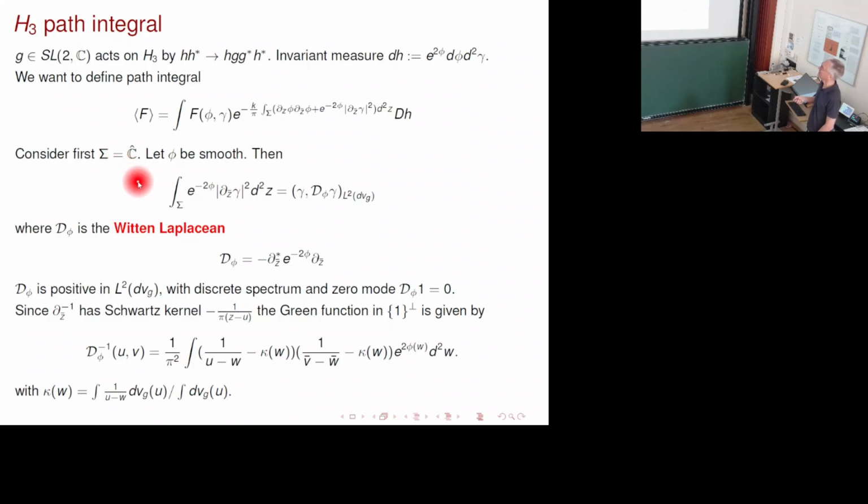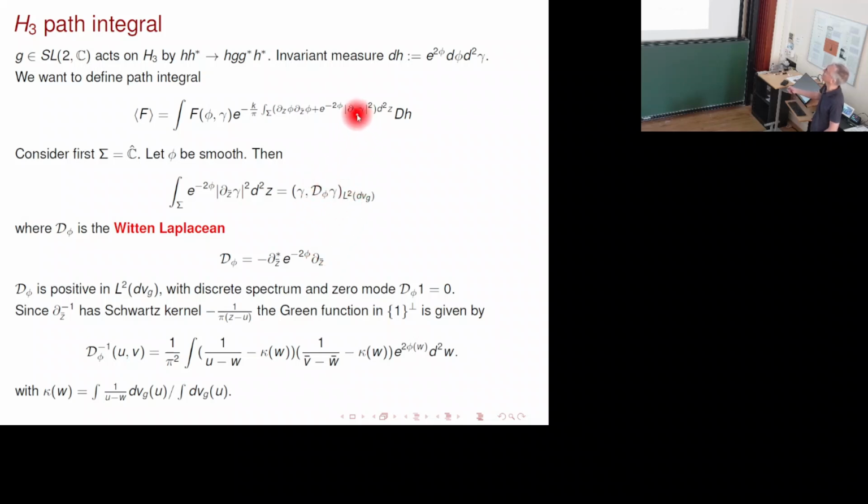So let's be on the sphere. Let's suppose we work just on the action, and let's think everything to be smooth in the beginning. So let's take phi to be smooth and look at the gamma term. This is a quadratic form, right? And by integration by parts, I can write it as the inner product of gamma with some differential operator acting on gamma. And the differential operator is what you get when you integrate that by parts.